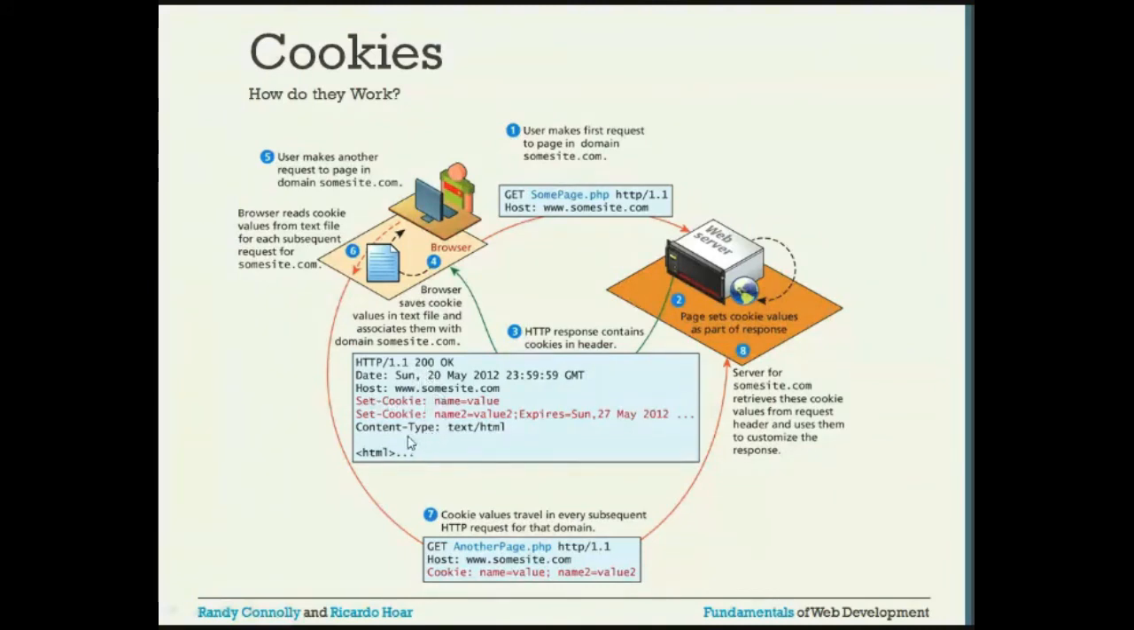Apart from that, you can see the information Set-Cookie: name=value, Set-Cookie: name2=value2, and it has an expiry. You can set a cookie with an expiry, or you can have a cookie without an expiry. This particular cookie doesn't have an expiry date. This one has an expiry date. So now this web application has set two cookies. One is name, and the second cookie is name2.